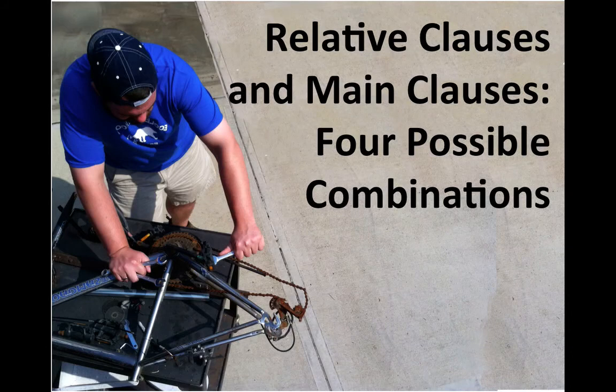Today we're going to talk about relative clauses and main clauses and the four possible ways to combine them. As we know, we have object-focused relative clauses and subject-focused relative clauses, which depend on how the relative clause is combined and the role of the relative pronoun in the clause. Both these types of relative clauses can be used to modify the subject or the object in the main clause. Sometimes this is confusing. The words we use to describe them can be confusing, so today we're going to look at an example of each combination.